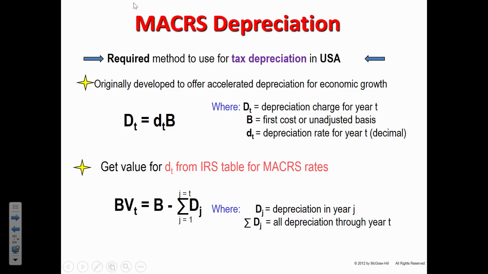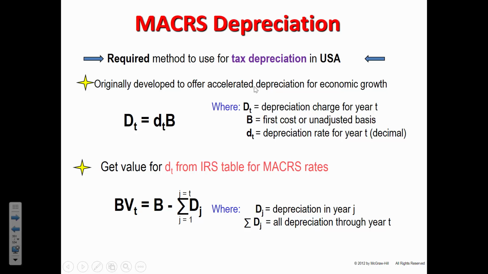Now this is the method that's kind of taken over for tax purposes in the United States. And it's a transition from the straight line to double declining balance. The reason why they allowed this method to take hold is it was conceived as an economic stimulus, a way of giving manufacturers an incentive to buy new equipment.